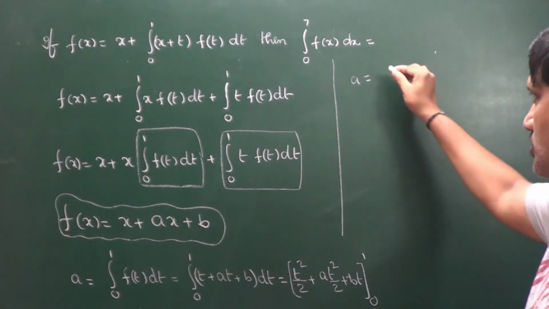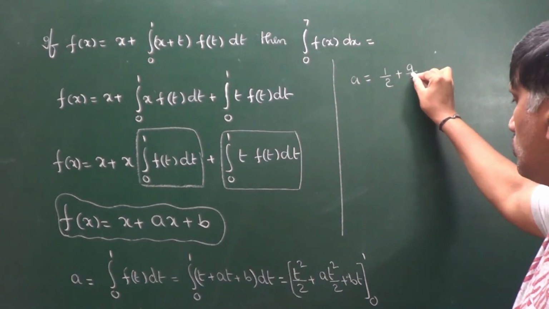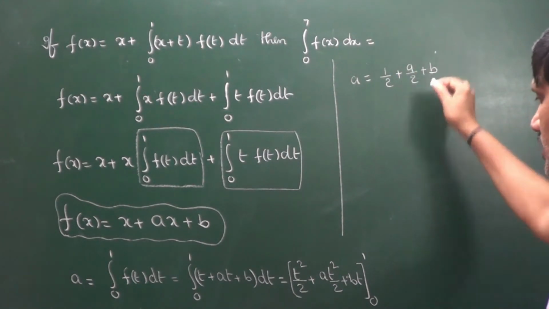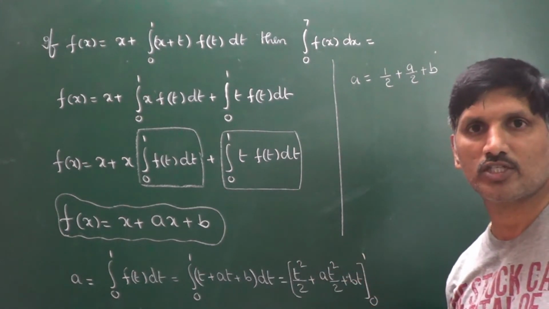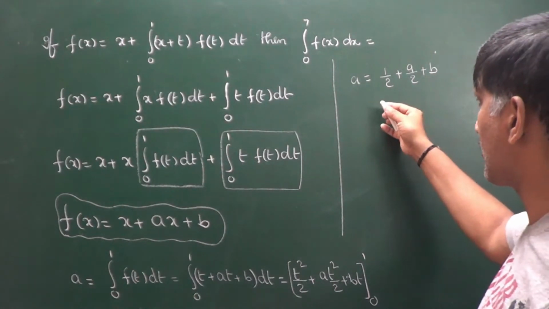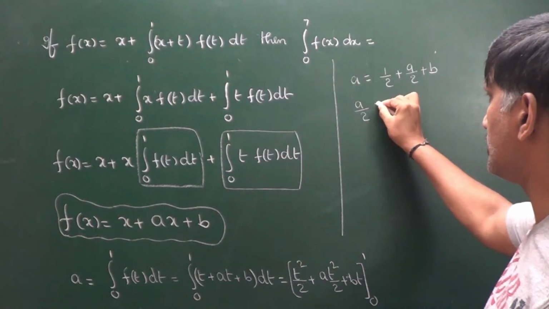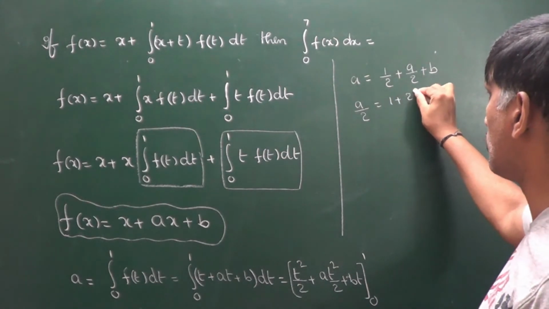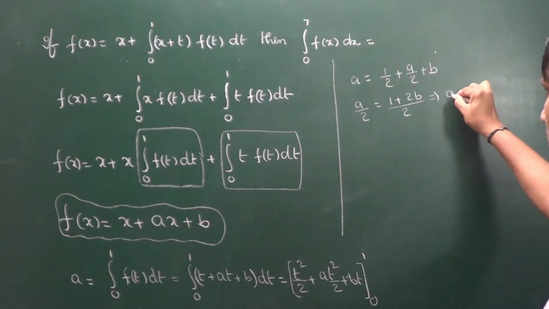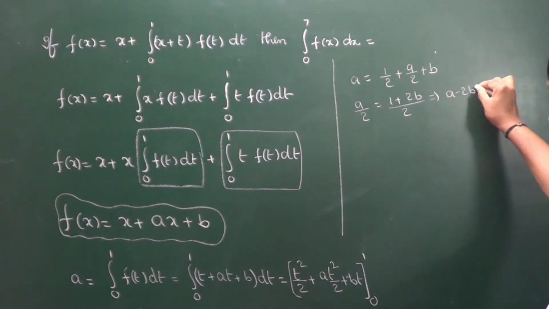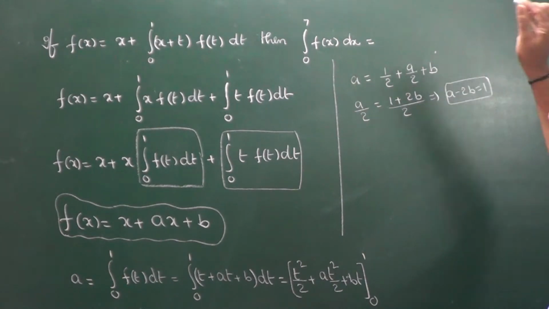What about this simplification? 1 by 2 plus a by 2 plus b. In place of t I substituted upper limit minus lower limit, obviously it becomes 0. Now we can write further this one as a by 2 is equal to 1 plus 2b by 2. Therefore we got the information a minus 2b is equal to 1. That is the first equation we got.